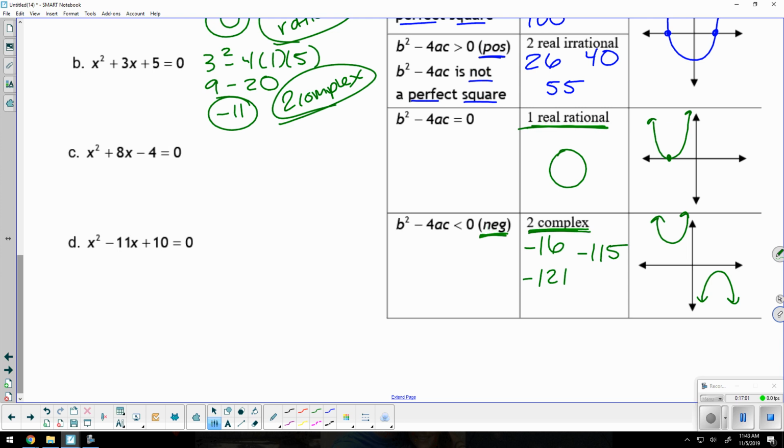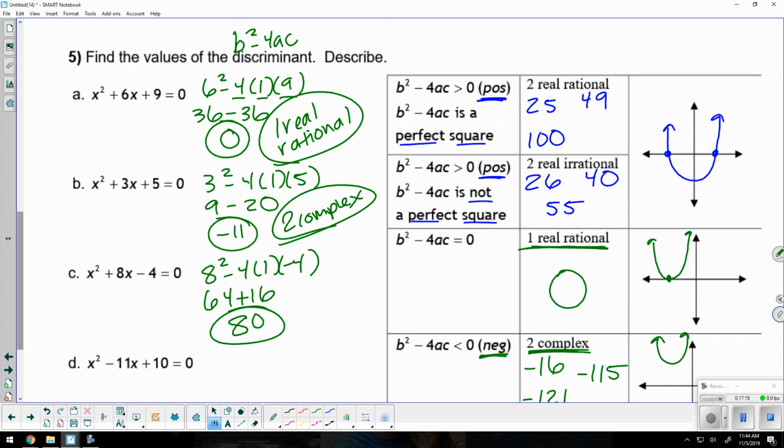All right. The next one, b squared minus 4ac. So if we do 8 squared minus 4 times 1 times negative 4, that's going to be 64 plus 16, which would be 80, and that's our discriminant. So 80 is a positive number, but it's not a perfect square. You can simplify the square root of 80, but you can't actually take the square root of it. It's not going to come out to be a nice, clean answer. But this would give me two real but irrational solutions if I were to continue through and actually solve the problem.